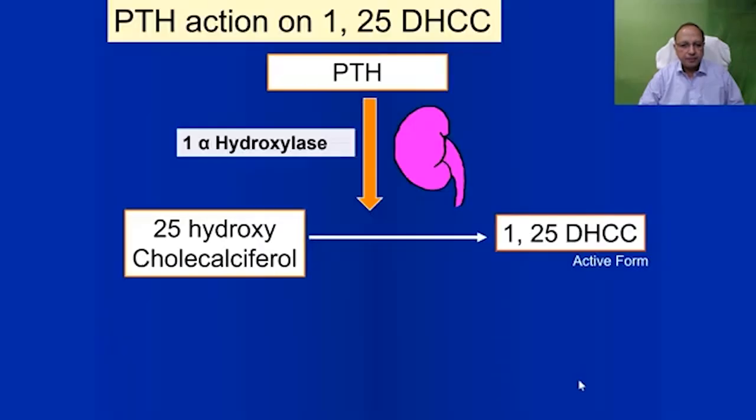Now, the parathyroid hormone also acts on the activation of vitamin D, or 1,25-dihydroxycholecalciferol formation. Parathormone is instrumental in the activation of the 1-alpha hydroxylase enzyme that causes the formation of the active form, 1,25-dihydroxycholecalciferol. And if this parathormone is not present, even the active form of vitamin D will be very difficult for the body to produce.